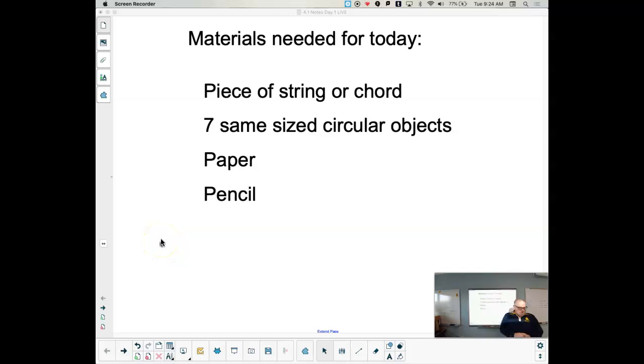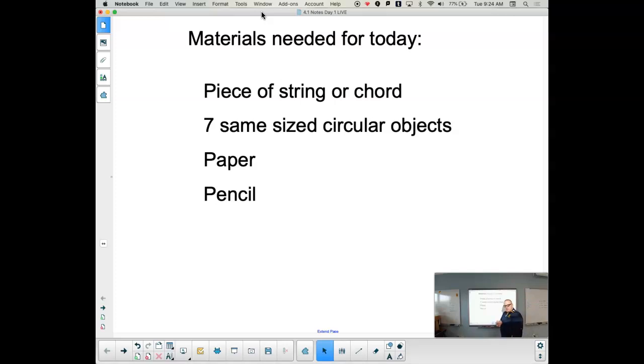All right, so again, that's what you need to have for today. Please have it at the ready. Those of you watching on the line, you will need to have those 4 things in order for this, along with extra paper for taking notes.